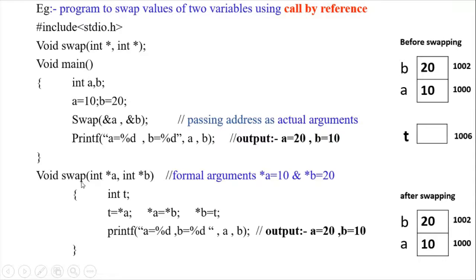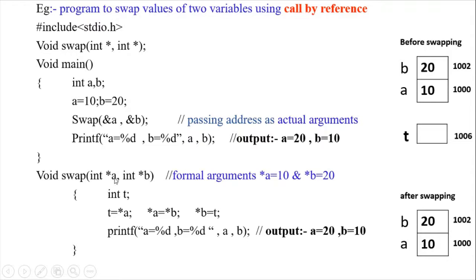In the function definition header, we can see the formal arguments, and these formal arguments are again pointers. Ampersand a means the address of a, which will be copied into this a, and ampersand b means the address of b, which will be copied into this b. Before swapping, a is equal to 10 and b is equal to 20, and these are the addresses of a and b. The address of a, that is 1000, will be copied into this a, and the address of b, that is 1002, will be copied into this b.